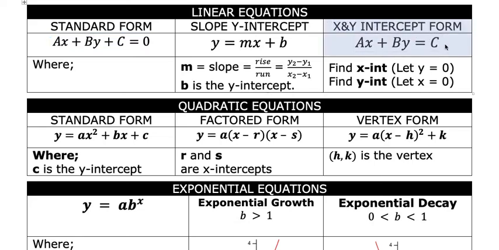X and y-intercept form is helpful for when you want to graph by using both the x and the y-intercept. You can find the y-intercept by letting x equal 0, substituting into the equation and solving for the remaining variable. And if you want the x-intercept, let y equal 0 and solve for the remaining variable.